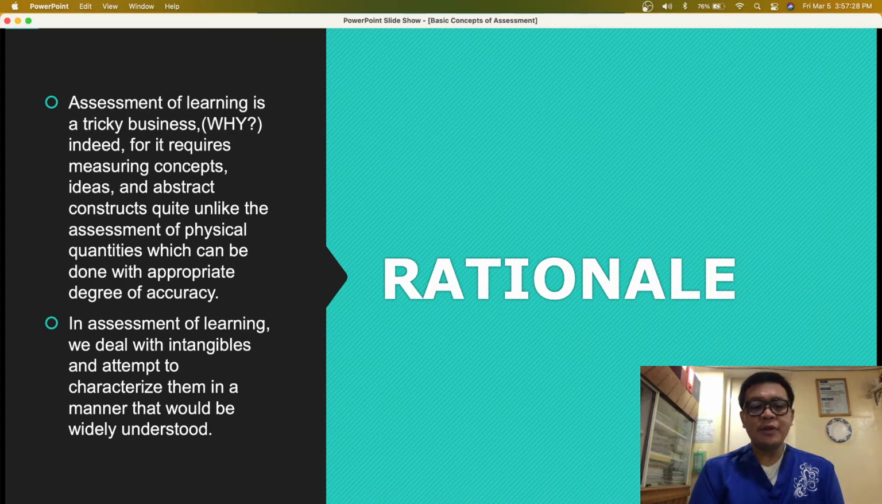In assessment of learning, we deal with intangibles and attempt to characterize them in a manner that would be widely understood. So it's one way for us to determine if our students will be able to know what we are doing, and at the same time, we will be able to come up with what particular things we have to supplement to our students in terms of what they need to learn as well.